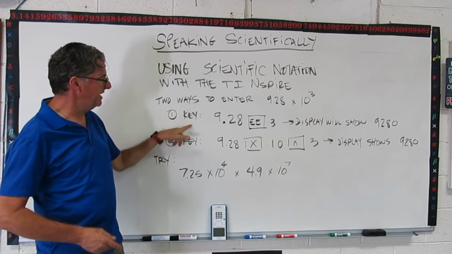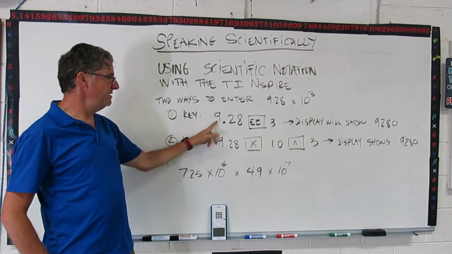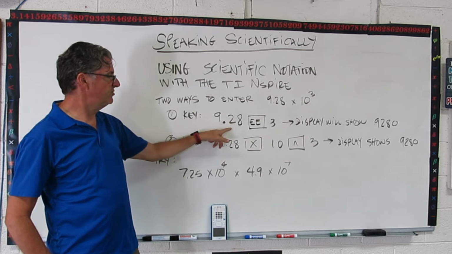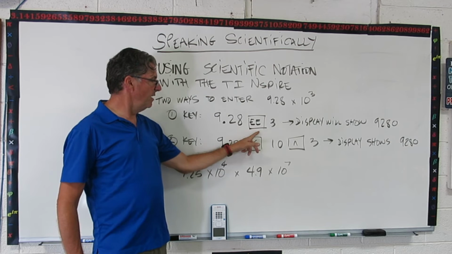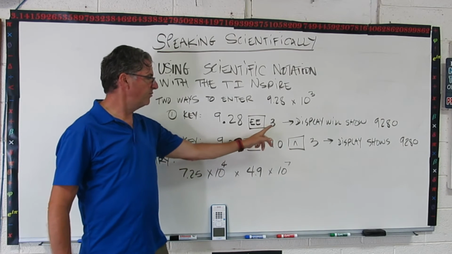There's 2 ways to do it. You're going to key in. You're going to press the 9, the decimal, 28, then locate this button. There's 2 E's on it. Press the EE button and press 3.